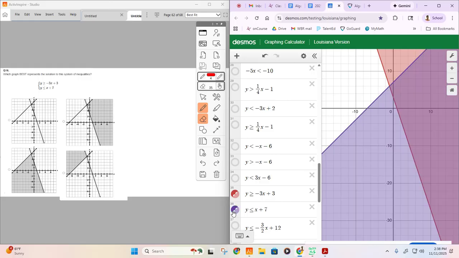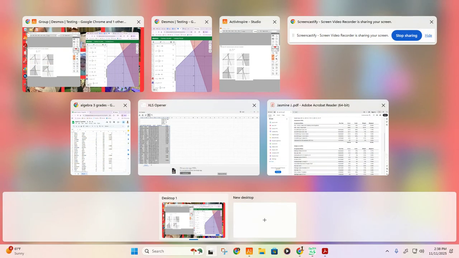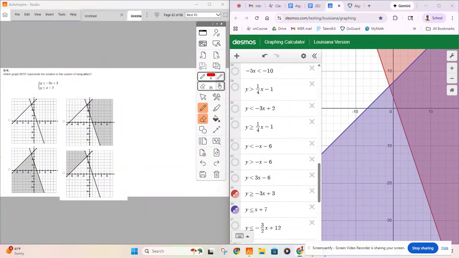We're looking for this overlapping region. Our intersection is at negative 1, 6. The overlapping region is over here in this section that kind of looks purple. So that looks like this one right here.